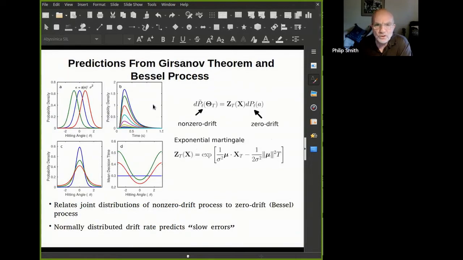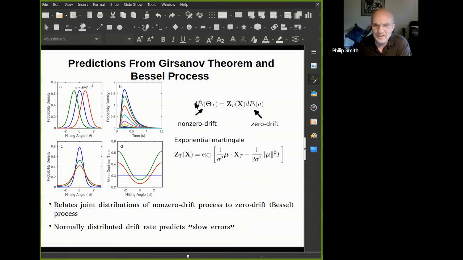Now, the model also predicts response times. Indeed, it predicts entire joint distributions of response times and decision outcomes. And I'll show you some examples later. So the joint distributions are obtained from a transformation of the distribution of a zero drift process via the Girsanov theorem, or sometimes the Cameron-Martin-Girsanov theorem, but it's a change of measure theorem, or however you denote it.